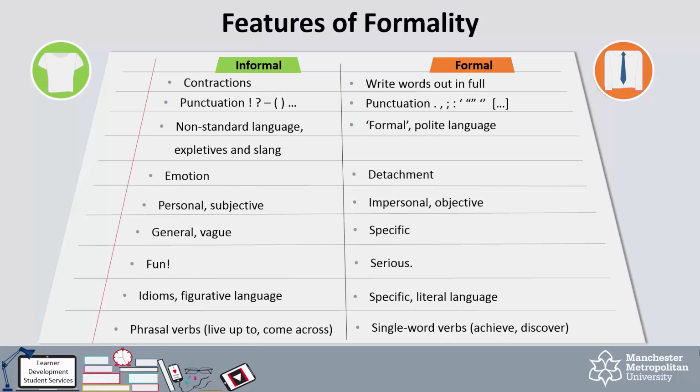Avoid emotion and emphasis. Aim to sound objective and balanced in all of your writing. Generalizations and vagueness are not a good idea in your assignment. A good tutor will prefer you to use specific language and examples.